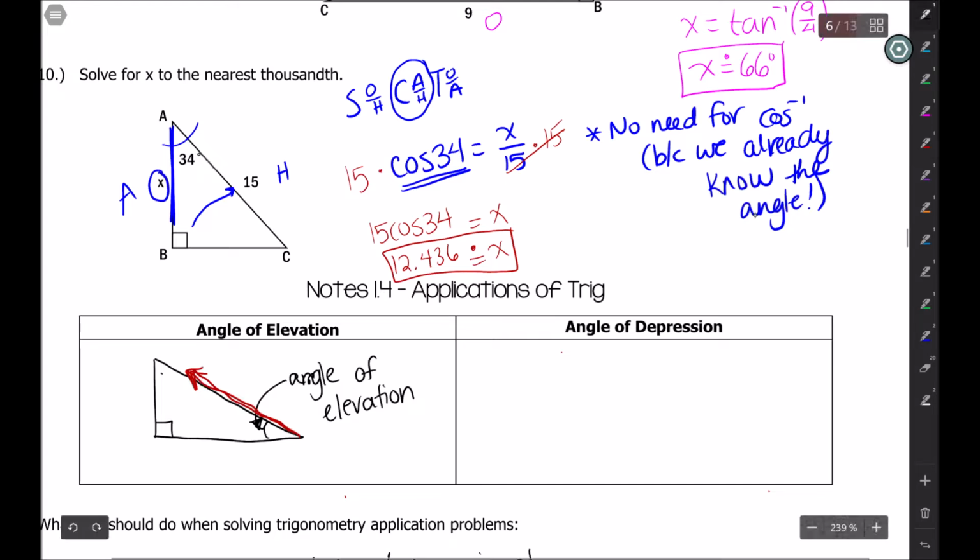Now, the angle of depression is also one that people get a little bit confused by because, again, they'll think if this is the angle of elevation, then this is the angle of depression. But this angle right here is nothing. It has no name. The angle of depression is actually outside of your triangle right here. So this is the angle of depression.